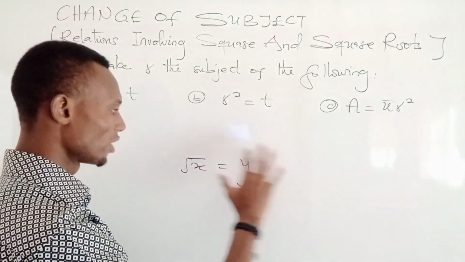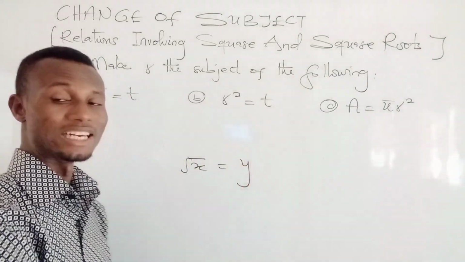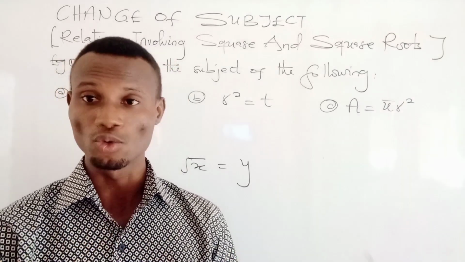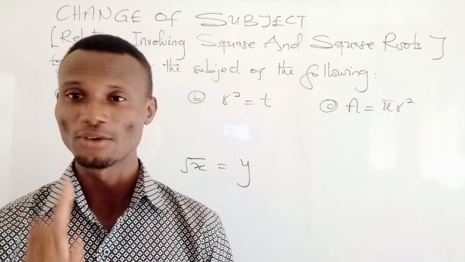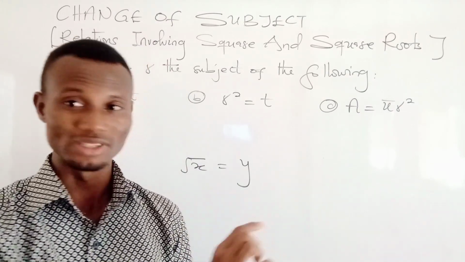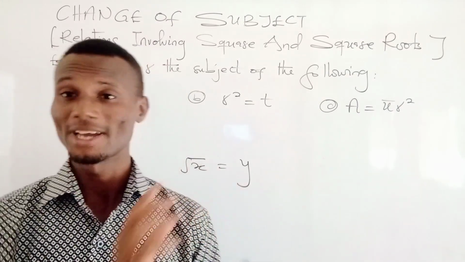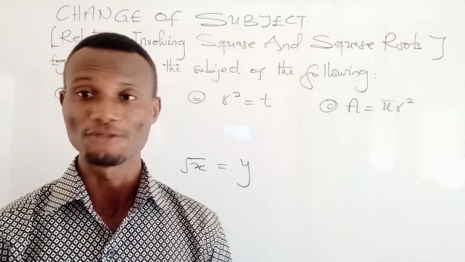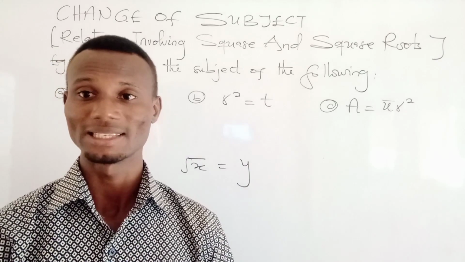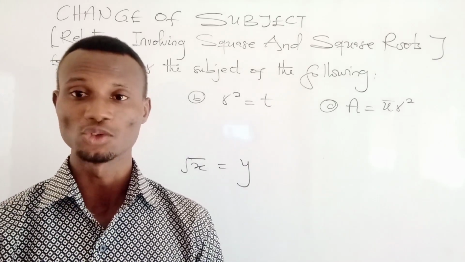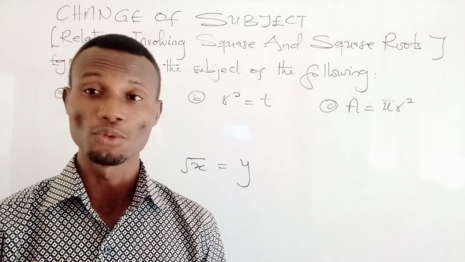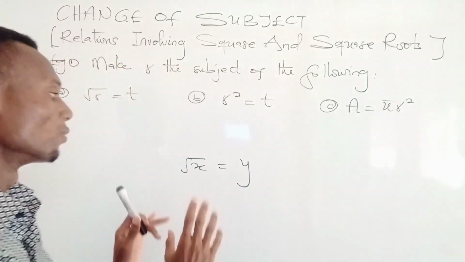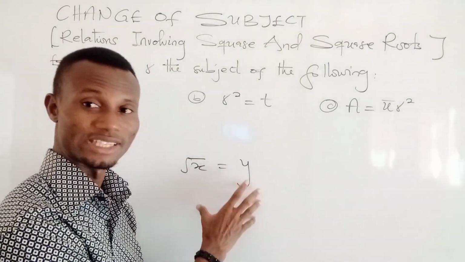But because the equation has a square root sign, the first thing to do is to try to eliminate the square root sign from the equation. Anytime you have an equation that has a square root sign in it of this nature, the first thing to do is to eliminate it. To eliminate it means to remove it. So we'll try to remove the square root sign from this equation. That's the first step.